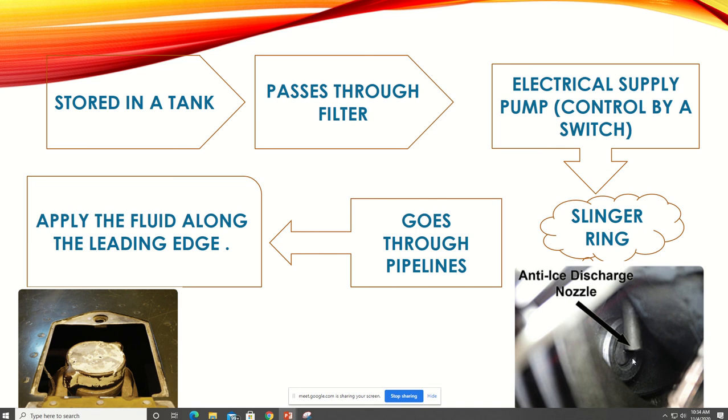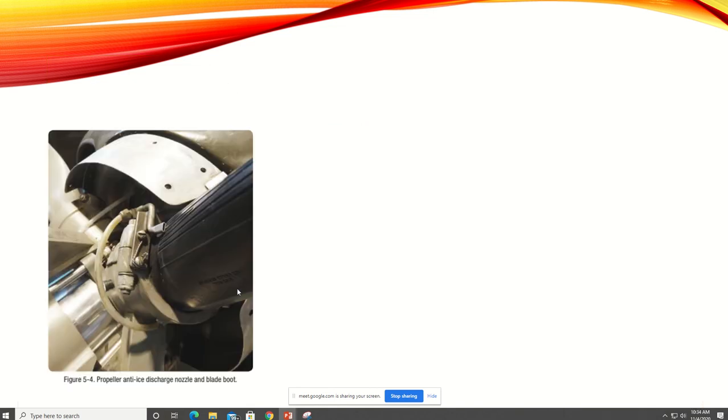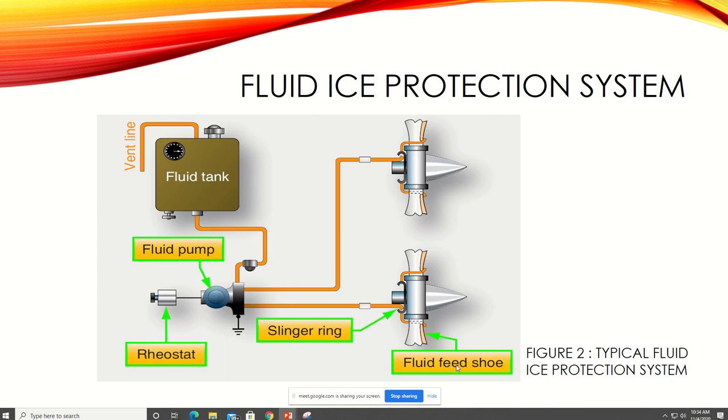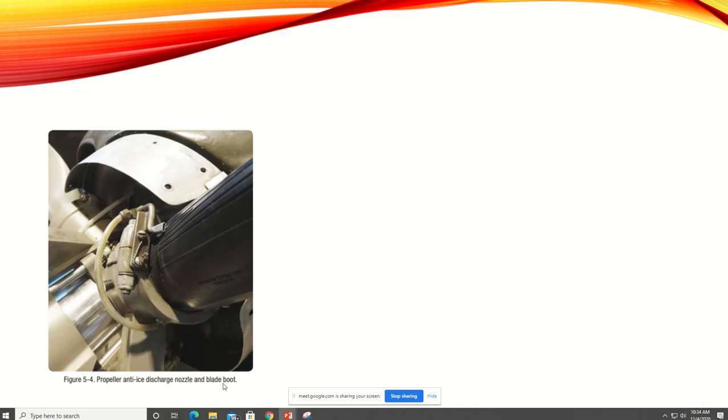The anti-ice discharge nozzle, I will show you again later. It applies the fluid along the leading edge. This is what I call the propeller anti-ice discharge nozzle and blade boot. This is the blade boot. What was the name just now? Fit shoe, okay. Boot, okay. This is the discharge nozzle here. The alcohol will disperse and pass through here. You can see my cursor.